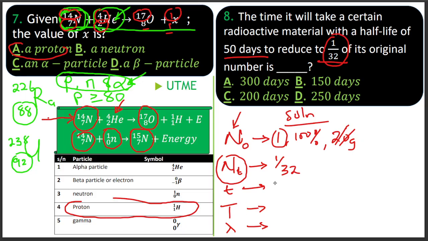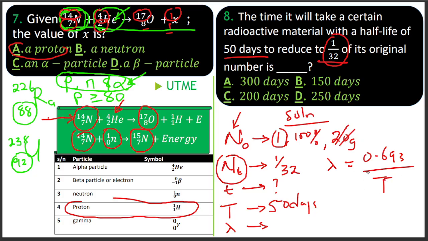And then we don't know the time, but we know that the half-life is 50 days. All right? Immediately you can get the decay constant. Once you are given half-life, you can get the decay constant, and if you are given decay constant, you can get the half-life. So decay constant is equal to 0.693 over half-life. You have to memorize this.